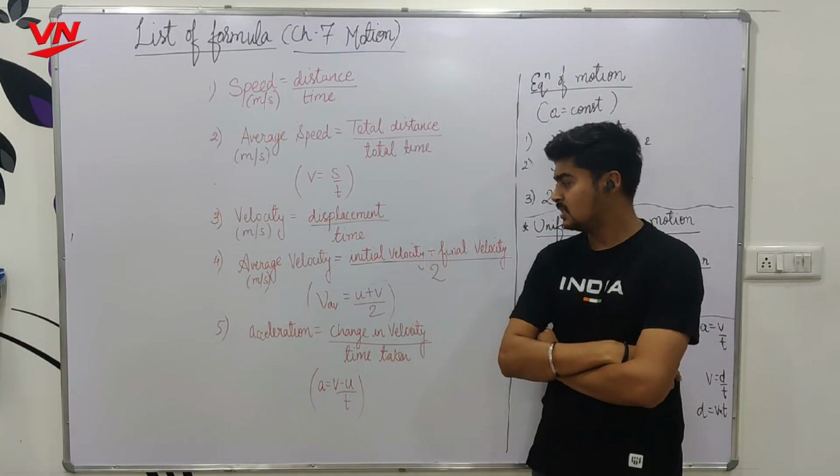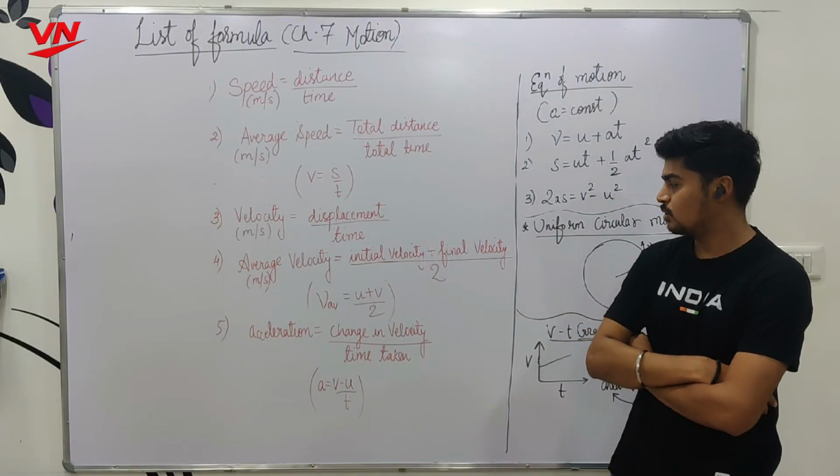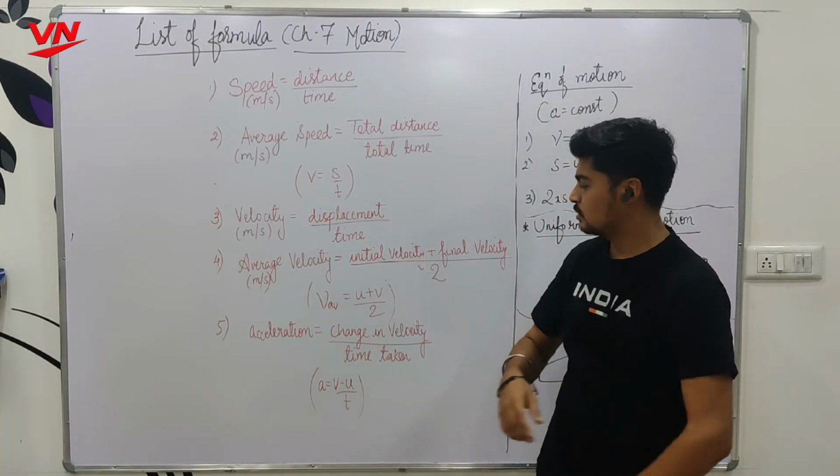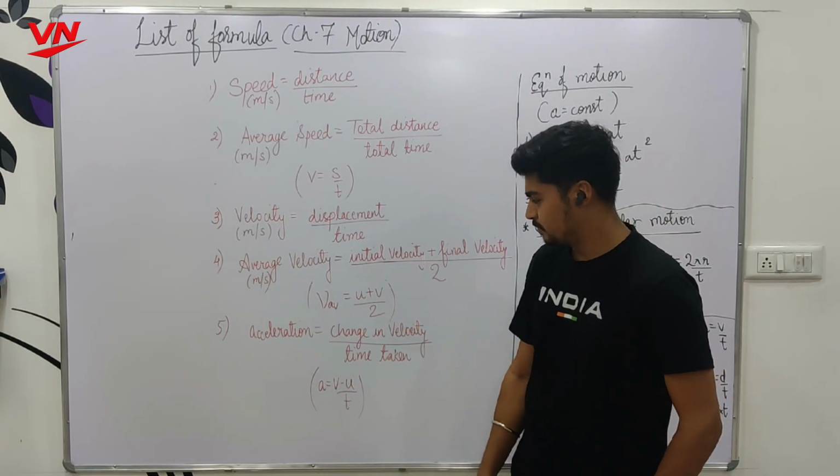To find average velocity, we have a very unique formula, which is initial velocity plus final velocity upon 2. Clear? That you can also write in terms of u plus v by 2, which is average velocity.